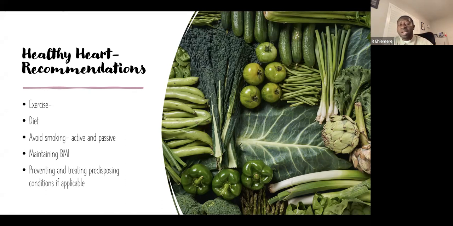Smoking, you're staying away from both passive and active smoking. It's unfortunate that certain people would not smoke, but they actually have health issues due to passive smoking, be it from those they share accommodation with or their loved ones. And that's something worthy of consideration from some of us. Preventing and treating predisposing conditions.